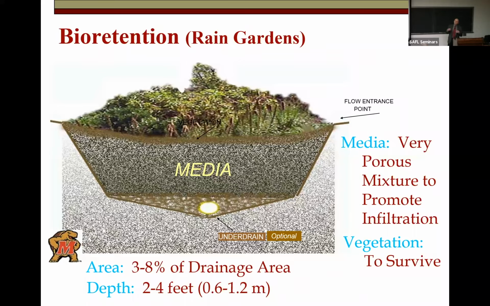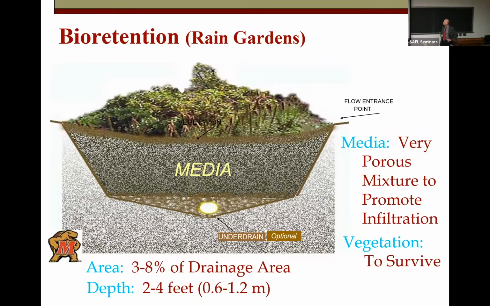My focus here, and it's my focus because that's where we've done most of our work, is within the concept of bioretention or rain gardens, a media-based system, very porous media to promote infiltration, generally on the order of about 3 to 8% of the drainage area, a couple of feet deep, vegetated systems. And I say vegetation to survive, and in many cases that is the limiting factor, what will live in these relatively harsh environments that we call our urban stormwater infrastructure.